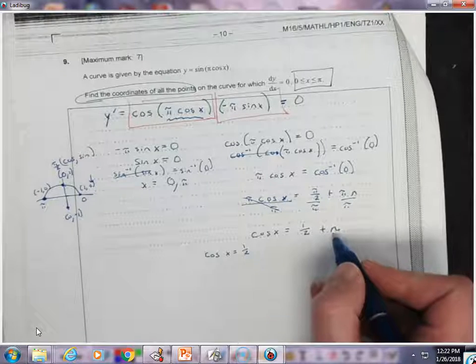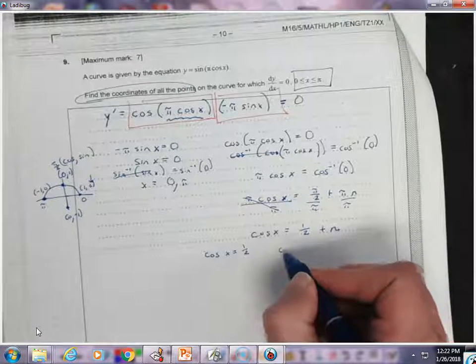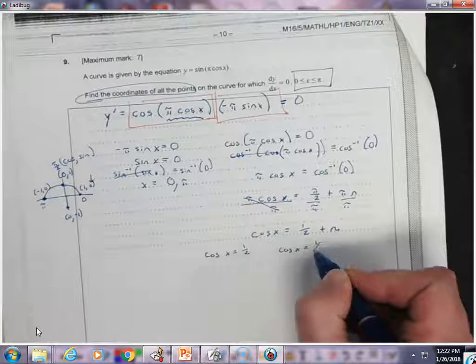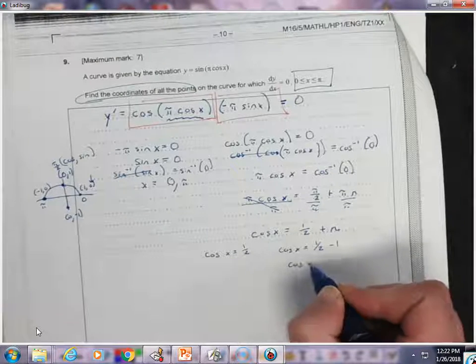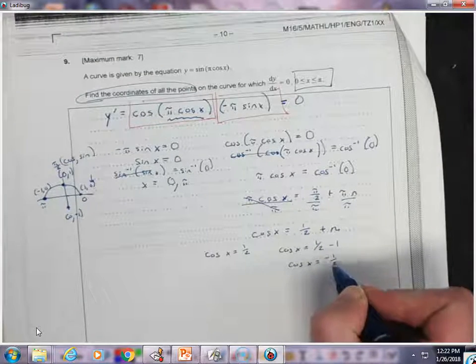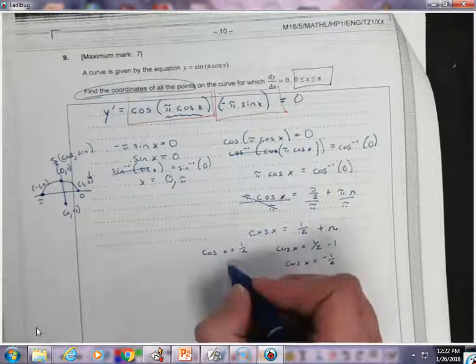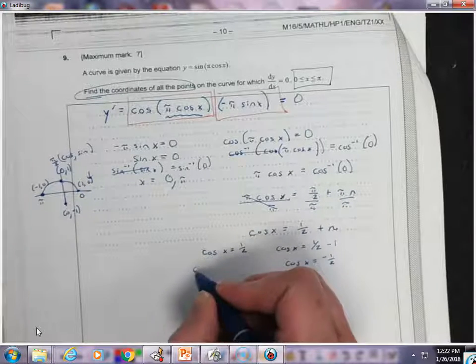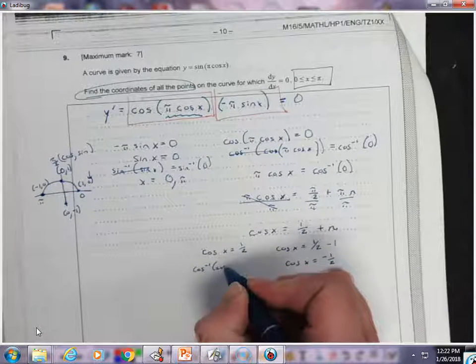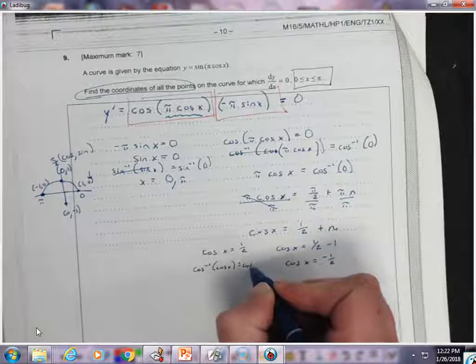But if I put n as negative 1, then I would have cosine x equals a half minus 1. So cosine x is negative 1/2, and that could have some solutions for me. Okay, so now it's a matter of where these have solutions. So again, inverse cosine of both sides, or you can go straight to the answer when it's this simple.